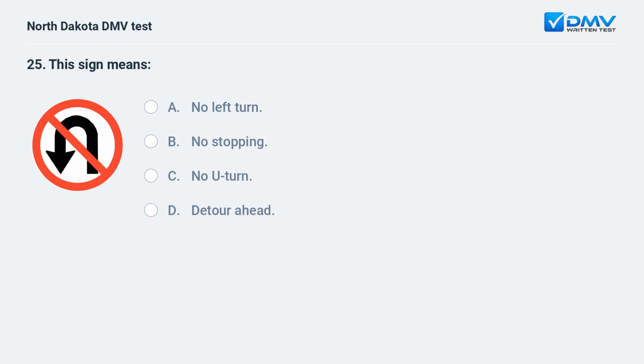This sign means: A. No left turn. B. No stopping. C. No U-turn. D. Detour ahead. C. No U-turn. This sign indicates that U-turns are prohibited.